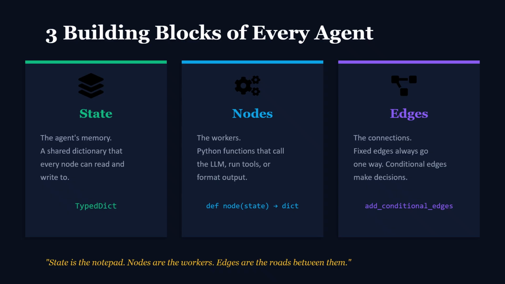The analogy is simple. State is the notepad everyone shares. Nodes are workers sitting at different desks. Edges are the hallways connecting them. Some hallways fork based on what is written on the notepad. Let me show you the code for each.